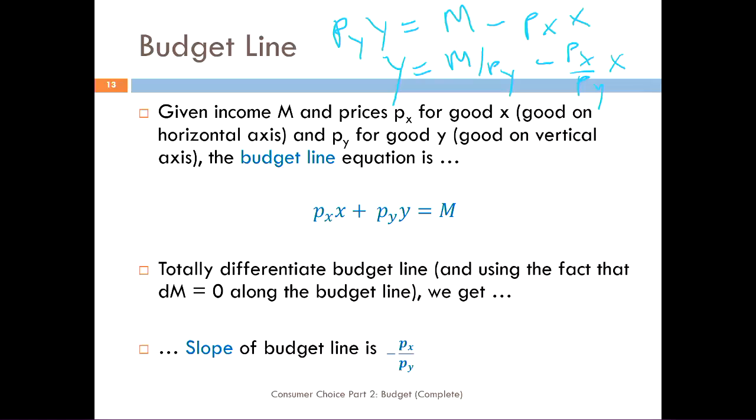By the way, we call Px over Py the relative price of X, that is, X in terms of Y. I'll give you an example in a second. It tells us how many Y you have to give up to get one more X. We'll see that in a second. Anyways, so there's our slope. We know the vertical intercept. We know the horizontal intercept. The horizontal intercept is M over Px. The vertical intercept is M over Py. And now the slope is minus Px over Py. That's it. There's nothing else to that line. The two intercepts and the slope, that completely defines your budget line.